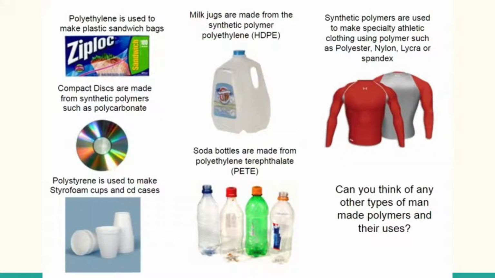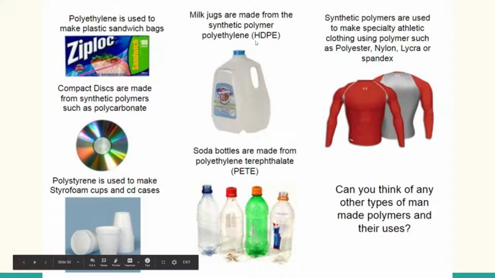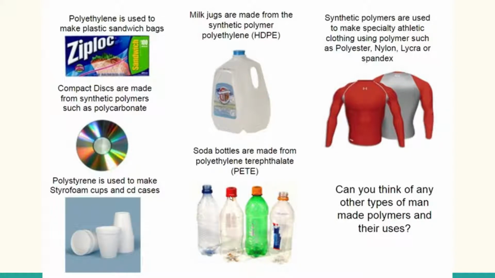So, some synthetic polymers, we won't find these out in the environment being naturally made. Polyethylene is used to make plastic sandwich bags. CDs, although even those are pretty rare nowadays, are made from synthetic polymers. They're made from chains. Styrofoam is made from a chain of stuff. These plastic bottles, again, it feels like it should be a solid thing, and it is, but it's made of a bunch of overlapping chains of polymers. Polyester, nylon, lycra, spandex, all that stuff, they're all man-made, synthetic polymers.